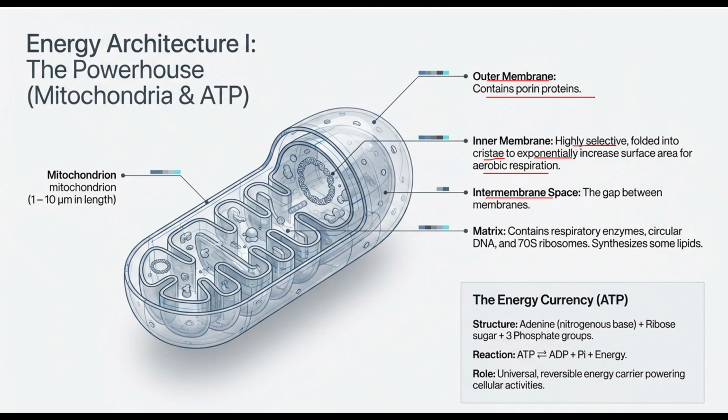Then it has an intermembrane space, the gap between the membranes, right? And there is a matrix that contains respiratory enzymes, circular DNA, and 70S ribosomes, and it synthesizes the lipids. Okay, so it acts as the energy currency in the cell, for the function of the cell. Clear?